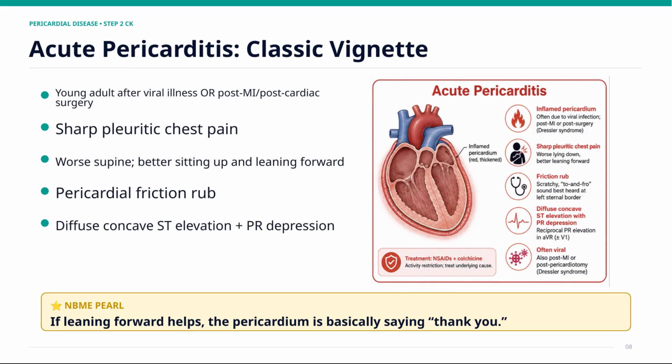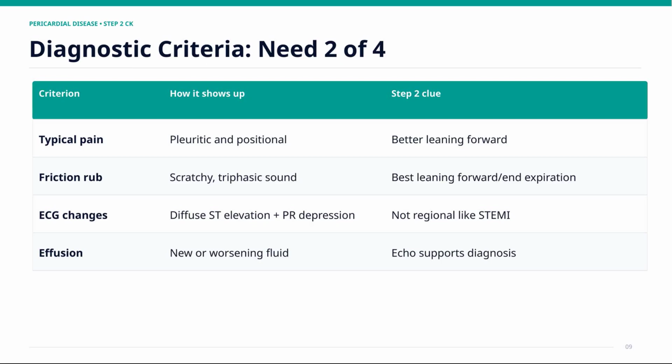1. Typical pain, pleuritic, positional, better leaning forward. 2. A friction rub, that scratchy triphasic sound, best heard leaning forward at end expiration. 3. ECG changes, diffuse ST elevation and PR depression, and importantly, not regional like a STEMI. And 4. A new or worsening effusion, which echo will confirm. 2 of 4. That's your testing in. Let's zoom into the mechanism.